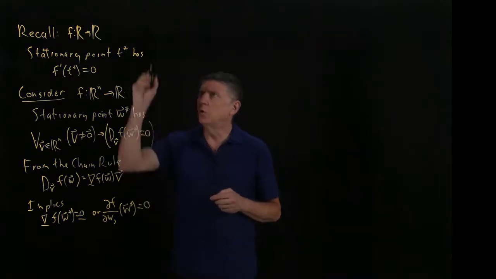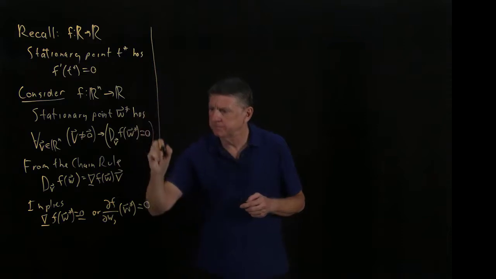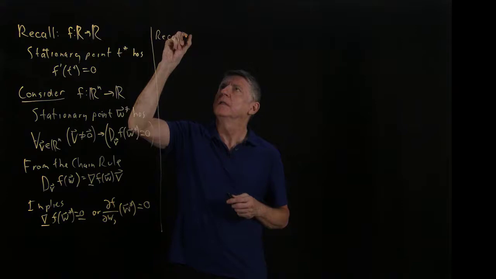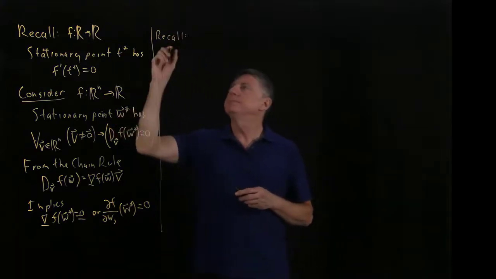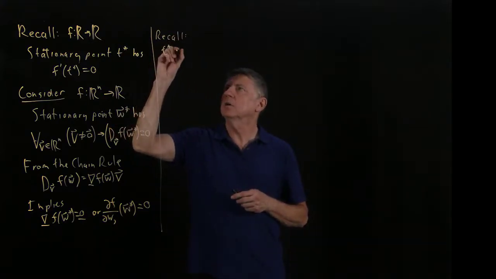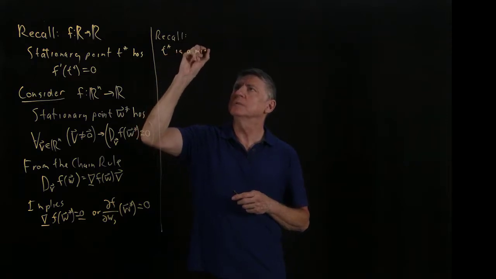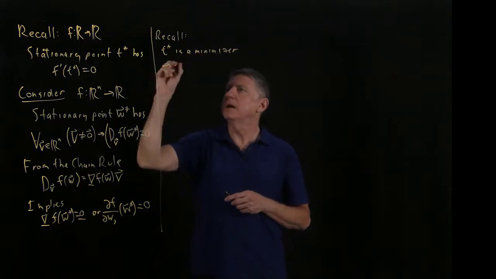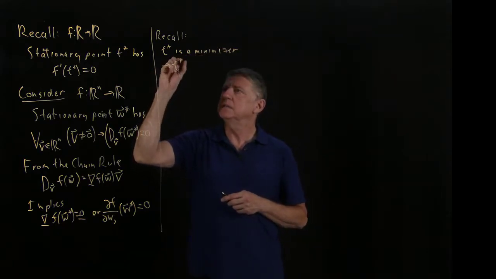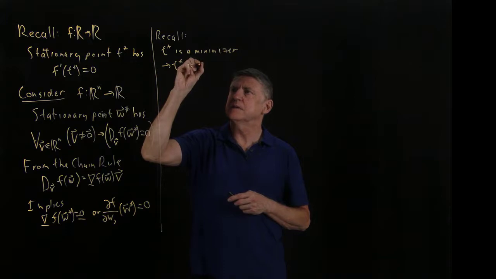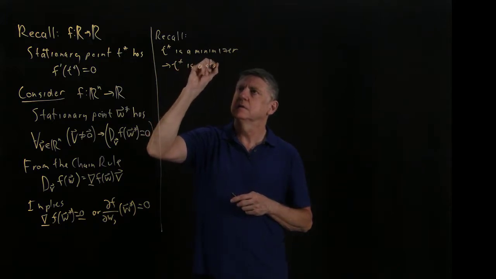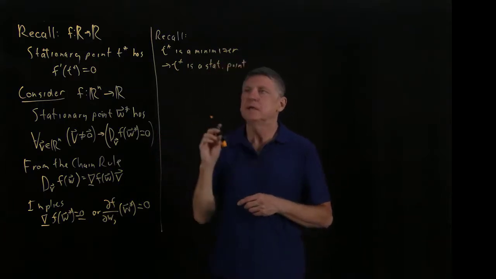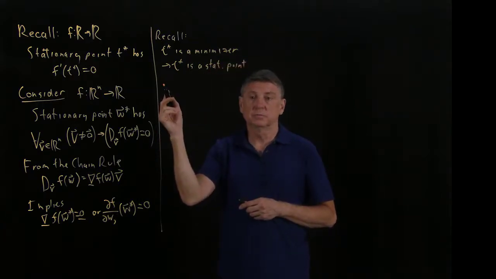So let's further recall that t star being a minimizer implies that t star is a stationary point. And the converse was not true.